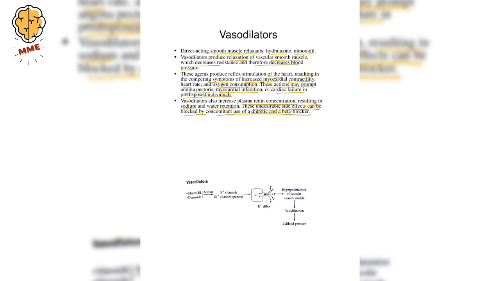So, how do these vasodilators work? Vasodilators like minoxidil and diazoxide activate K plus channels. This K plus channel opens and there is K plus efflux. There will be hyperpolarization of vascular smooth muscles. This will lead to vasodilation and this in turn will decrease blood pressure.